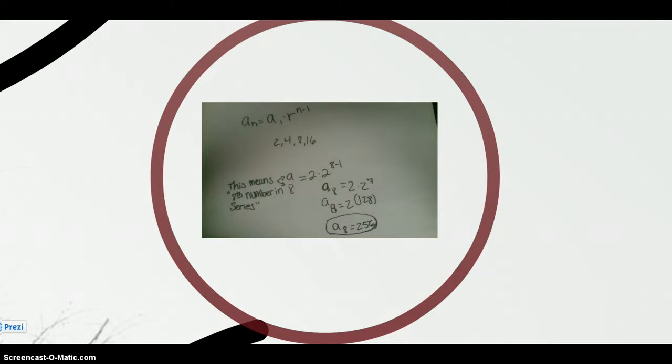A sub 1 is the first number in the sequence. In our case, it is 2. r is the ratio between the numbers. In our case, it is 2 because each number is multiplied by 2 to get the next number.